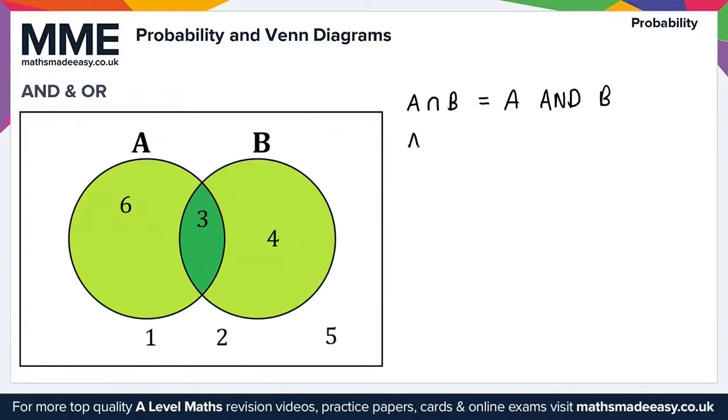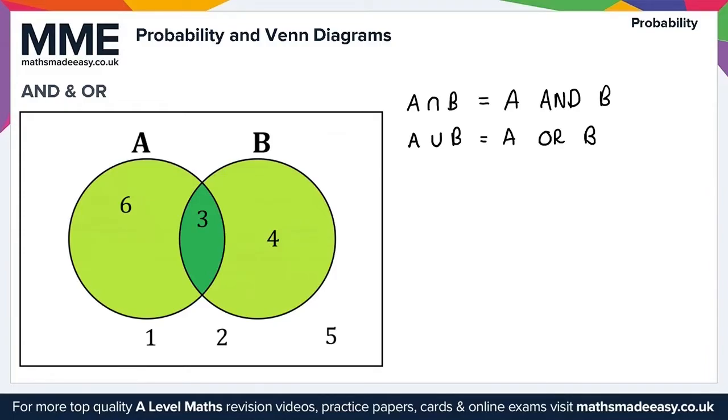And if we see the following notation, A with a little u in the middle, B, this is A union B, which we read as A or B. And that tells us that event A happens, or event B happens, or both happen.